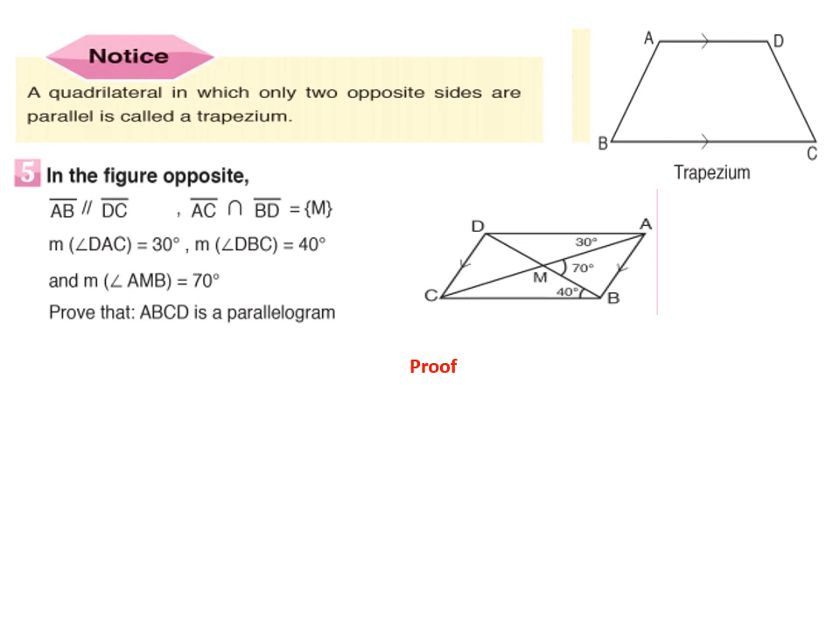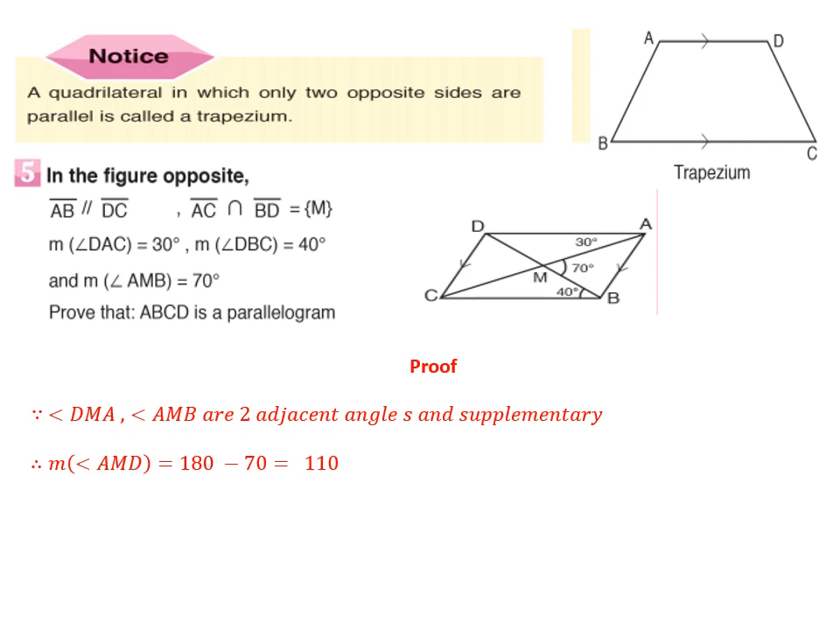Let's start our proof. Here we have the two angles DMA and AMB are two adjacent angles and they are supplementary. So you can find measure of angle AMD. Measure of angle AMD equals 180 minus 70 equals 110 degrees. In the triangle AMD, we have measure of angle DAM and measure of angle AMD. To find measure of angle ADM, 180 minus, between two brackets, 30 plus 110 equals 40, because the sum of the interior angles of the triangle equals 180.